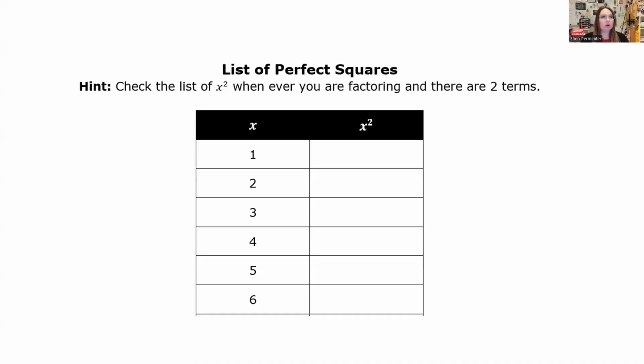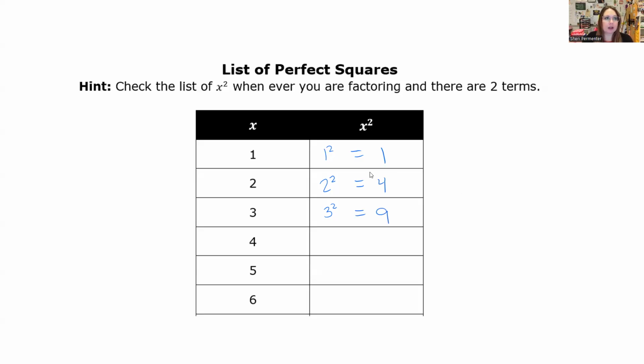Okay. So the list of perfect squares. It's got this column for x's and this column for x squared. So if x is 1, then over here we're going to do 1 squared, or 1 times 1, which is just 1. Next is going to be 2 squared, and then 3 squared, and so on. So 2 squared is the same as 2 times 2, which is 4. 3 times 3 is 9.